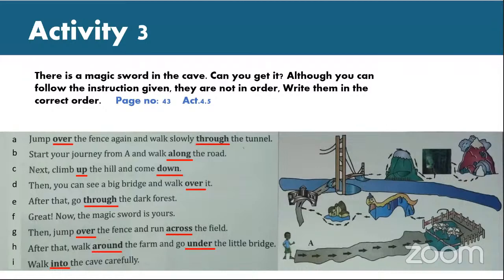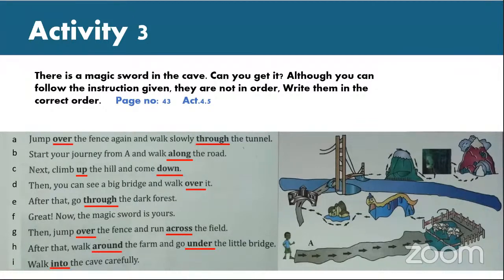Okay, go to the second one. Quickly do. Second one, what comes next? G, very good. You then jump over the fence and run across the field. Yes, third one, quickly. Third one, A, very good. Yes, Shamin. Jump over the fence again and walk slowly through the tunnel.